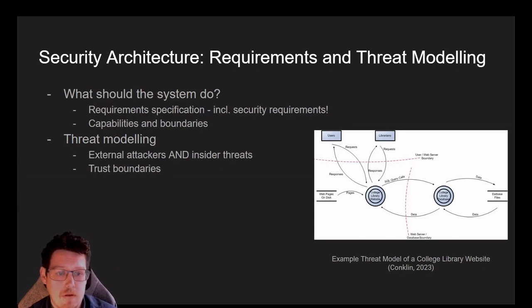So threat modeling. There should be a model at the design stage. Before you implement anything, you should come up with a model of the system, as in the example here, which essentially outlines the trust boundaries. Trust boundaries are placed in the system where the level of trust changes. In this example, we've got a threat model of a college library website. The trust boundaries are the curved dotted red lines.